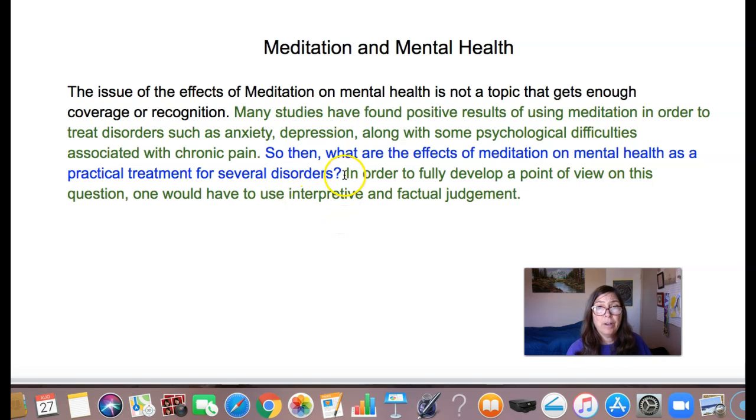Then if we look at her identification of the types of judgment, she says it's an interpretive and factual judgment, but that can also be developed. What is she interpreting, and what facts will she be making a judgment about? And finally, of course, she needs a summary statement for this paragraph. So rewriting the paragraph, it might look like this.